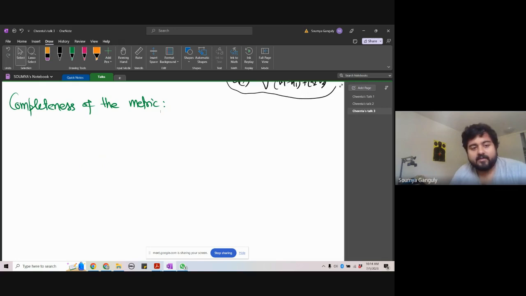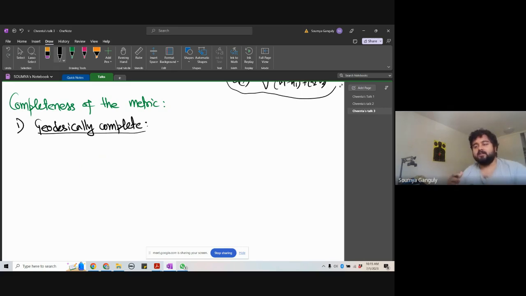There are two definitions of completeness, and they're actually equivalent. Let's talk about two types of completeness. One is geodesically complete. If any of you want to read Stephen Hawking's books or popular science, you probably know this word called geodesic. Some people know this word as straight lines on curved surfaces. If you try to draw a straight line on a curved surface, that becomes a geodesic. Well, yeah, that's kind of true.